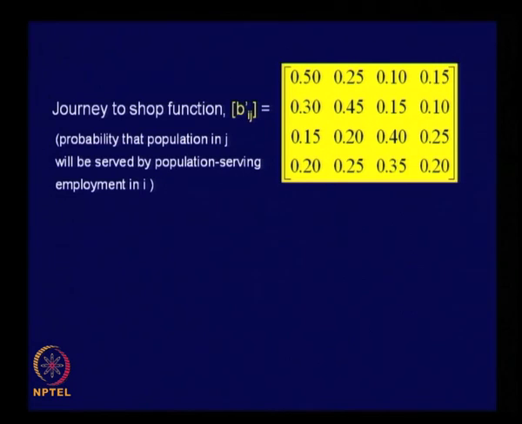For example, 0.45 means what? Probability of population serving employment in zone 2 being served to the population living in the same zone, isn't it? That is how you need to understand these numbers.